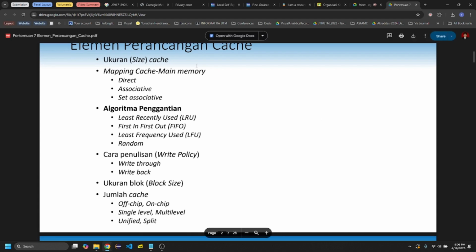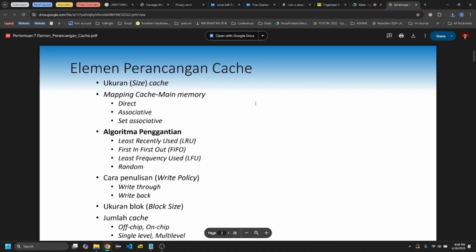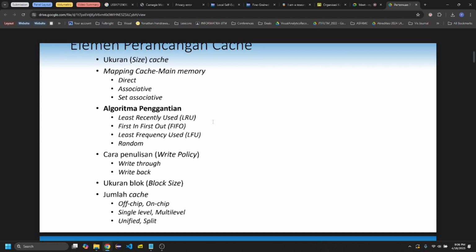Last week, I did lecture for case size, and also mapping case to main memory. Now, for this week, I'm going to talk about these topics: replacing algorithm, write policy, block size, and case number. Okay.